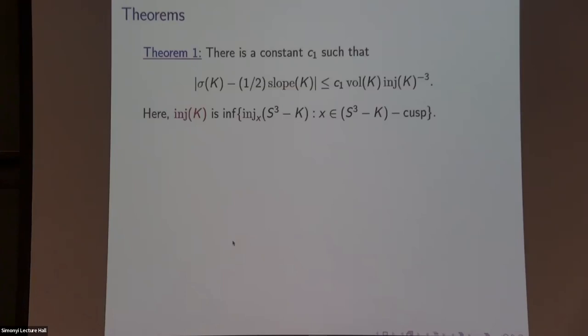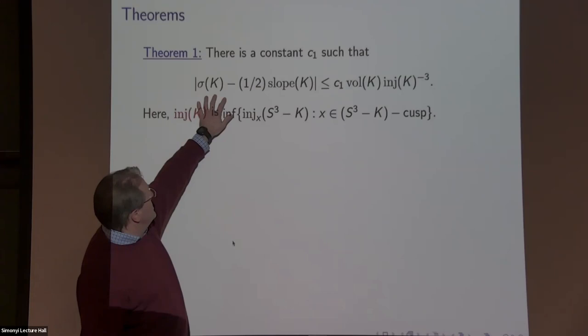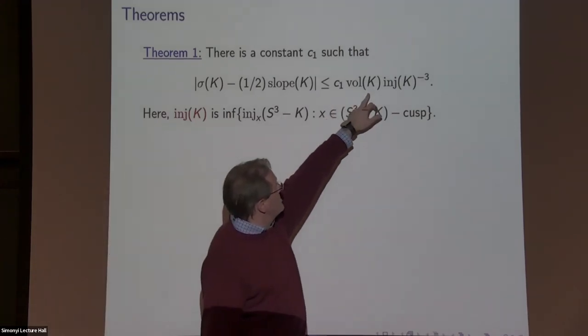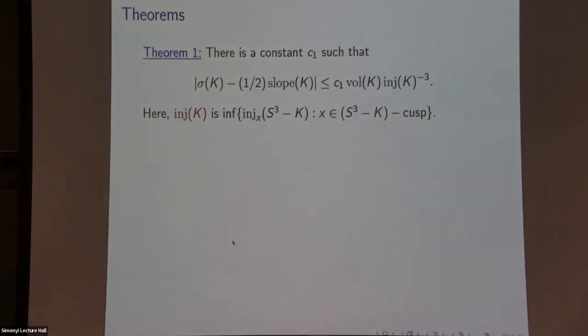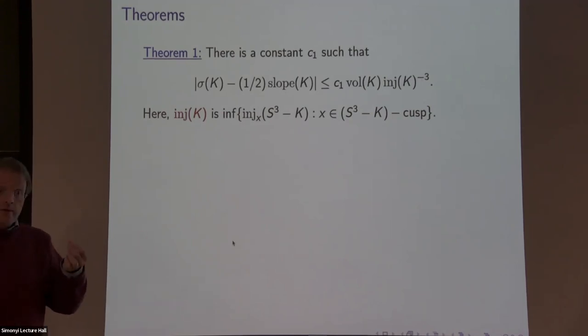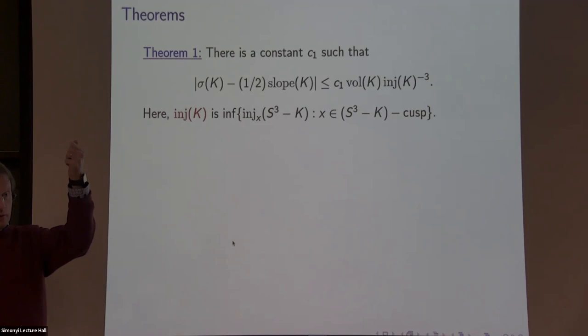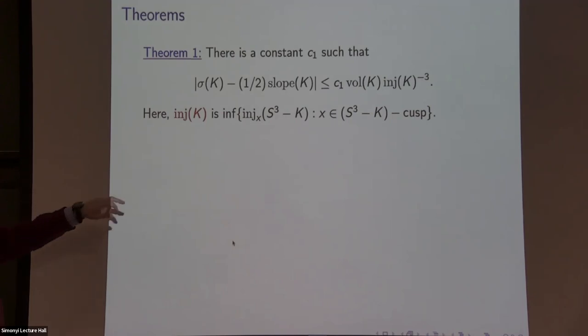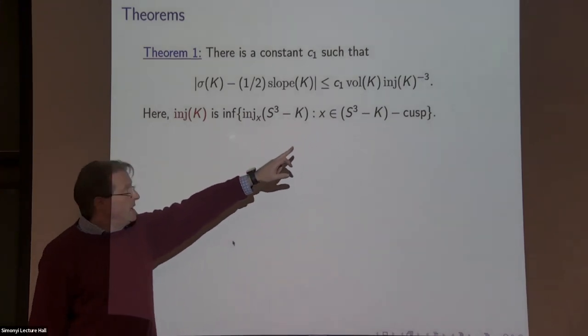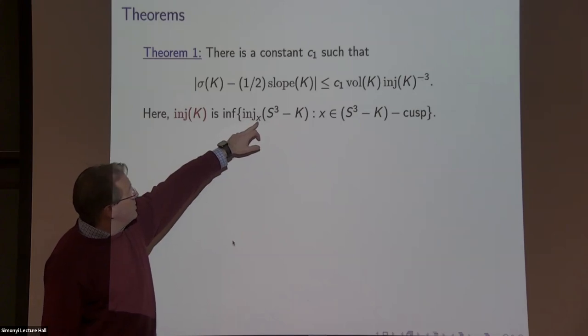correct theorems. The first one is that the signature differs from half the slope by a quantity that is bounded geometrically as a constant times the volume times the inverse cube of the injectivity radius. So the injectivity radius of a Riemannian manifold, you can consider, in our case, it's zero, because as you go up into the cusp, the distances get very small, and so your size of embedded balls becomes very small. So instead, we varied that definition by considering all points in the knot complement minus the cusp. If we remove the cusp and look at the injectivity radius based at those points, and then informalize it.